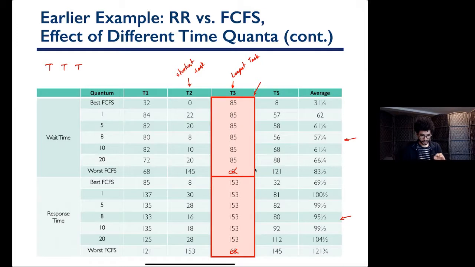So the conclusion I'm making is if the overhead of context switching is 0. But if you are a short task, then you're very much affected by the choice of the length of the time quantum.